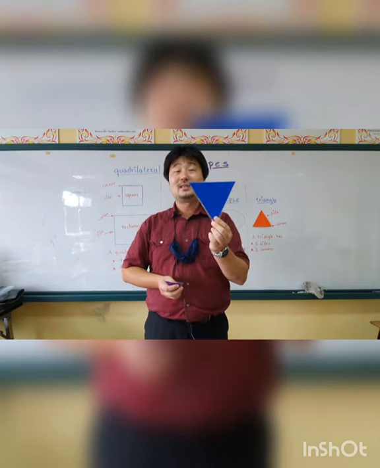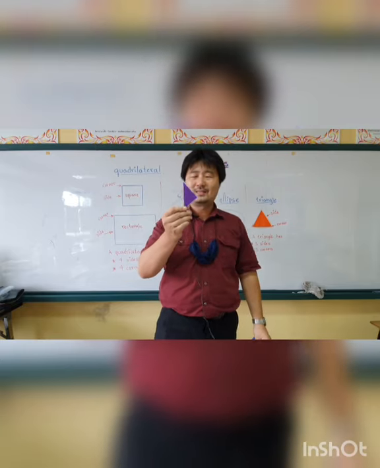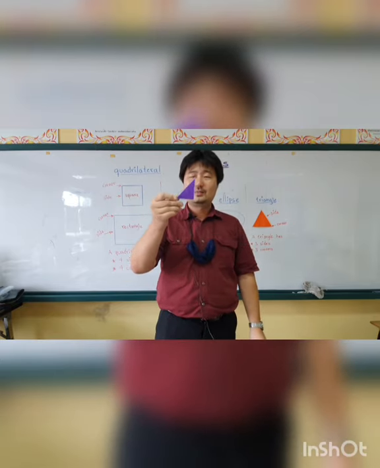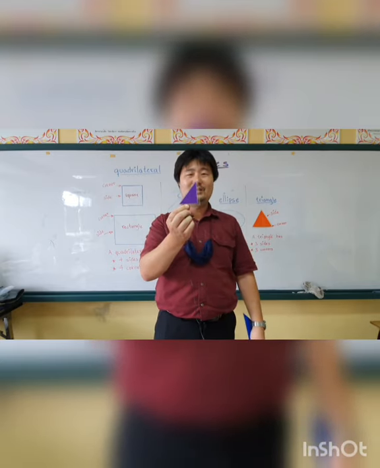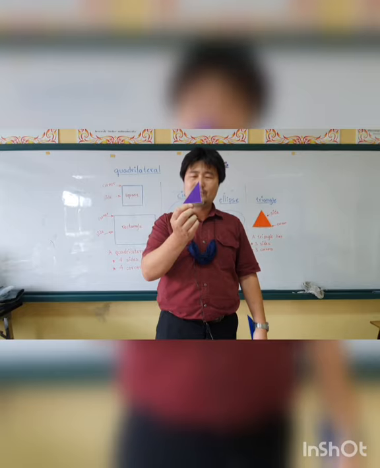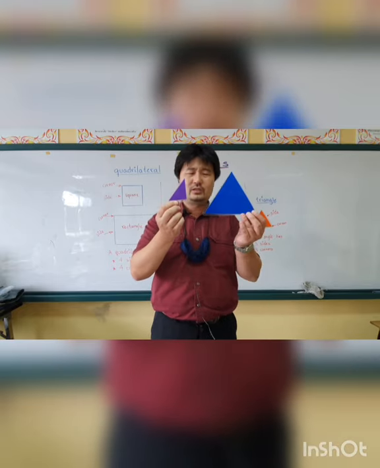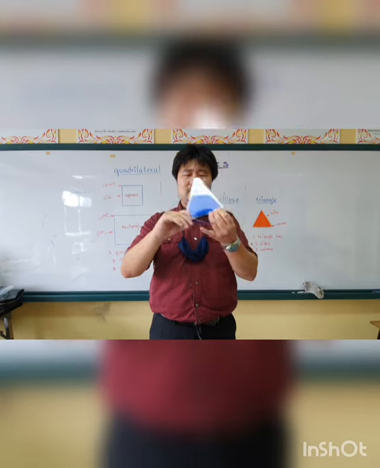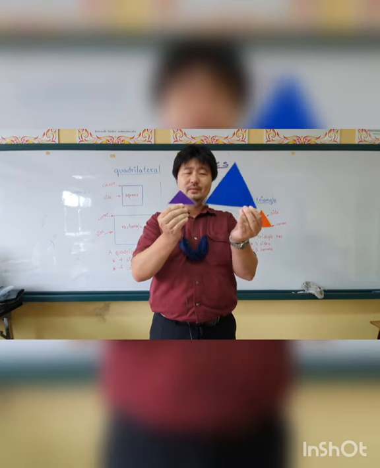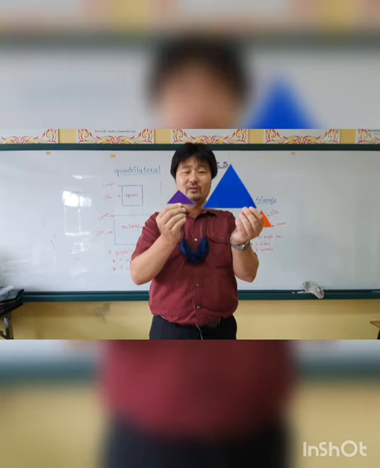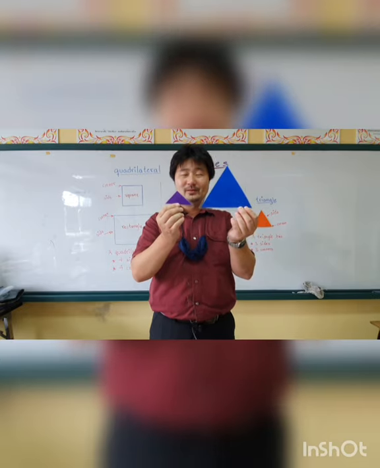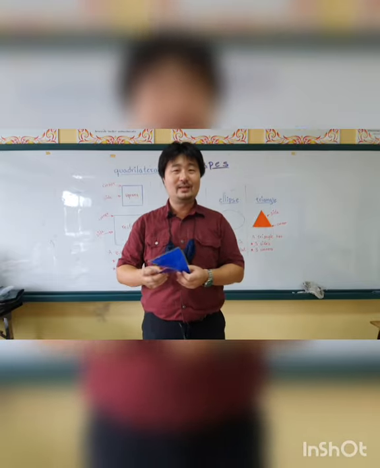You're right, it's a triangle. Then what is this? Yes, it is also a triangle. But how can it be a triangle? It doesn't look like this. Yes, it is a triangle, but the shape is a little bit different. But it is still a triangle. The size is different. Okay, but I will tell you in a little bit.